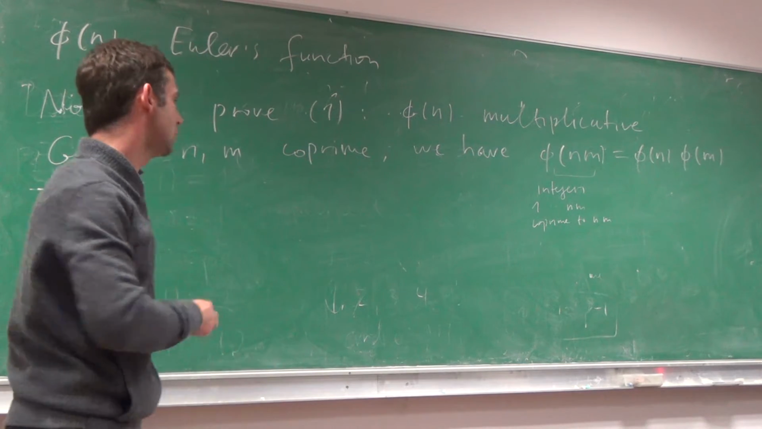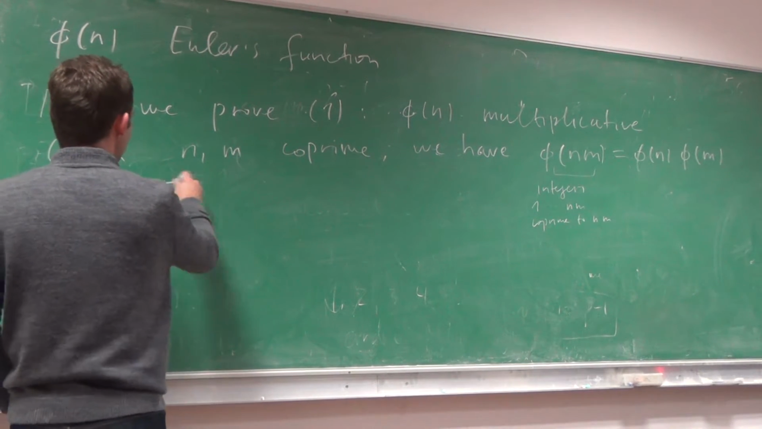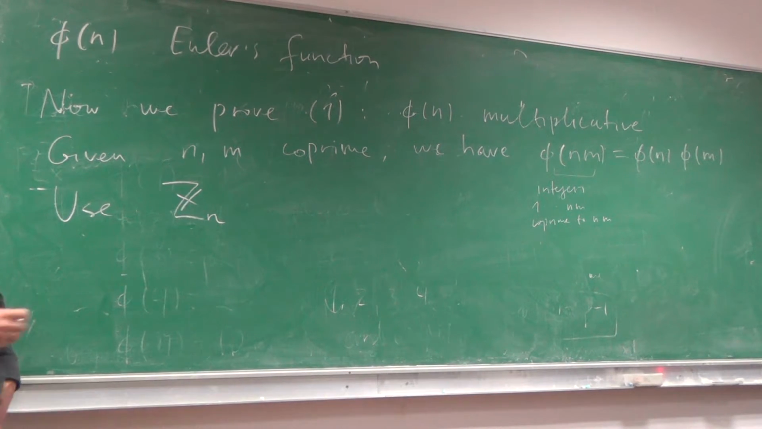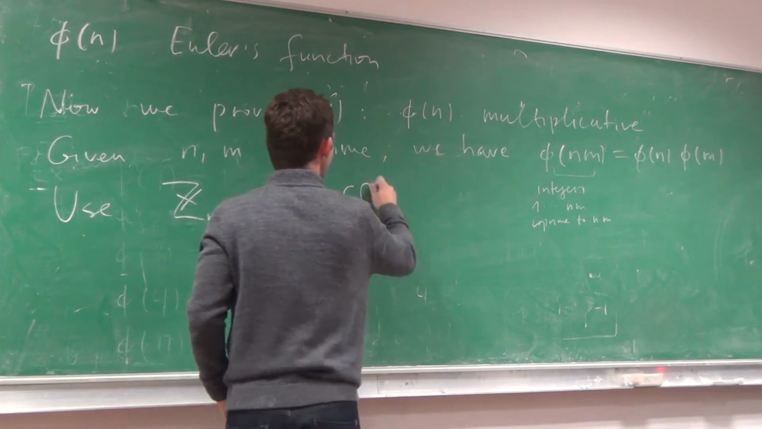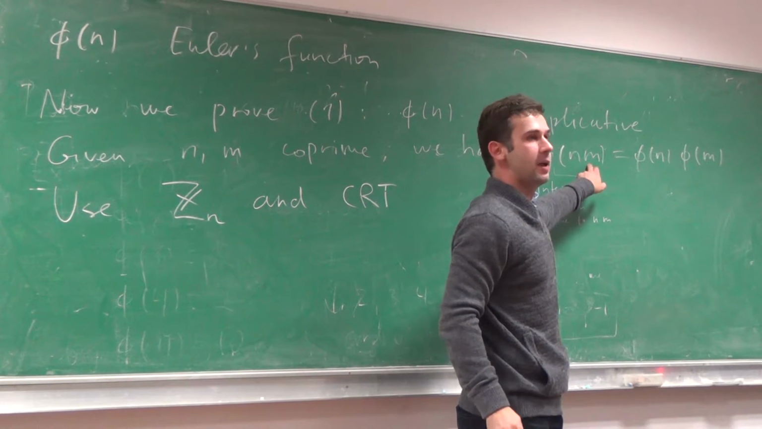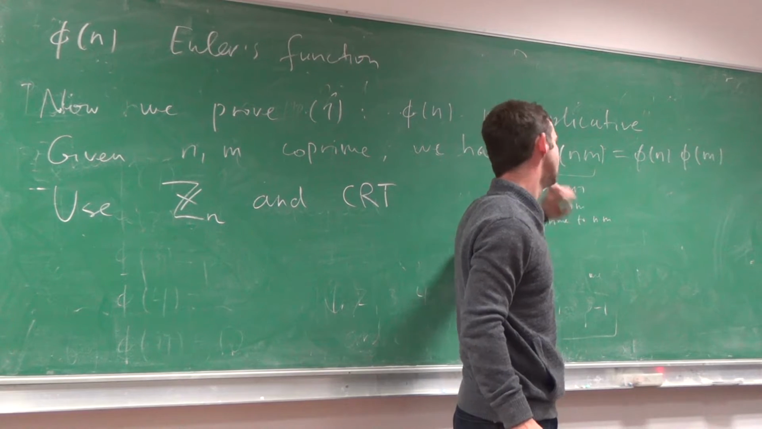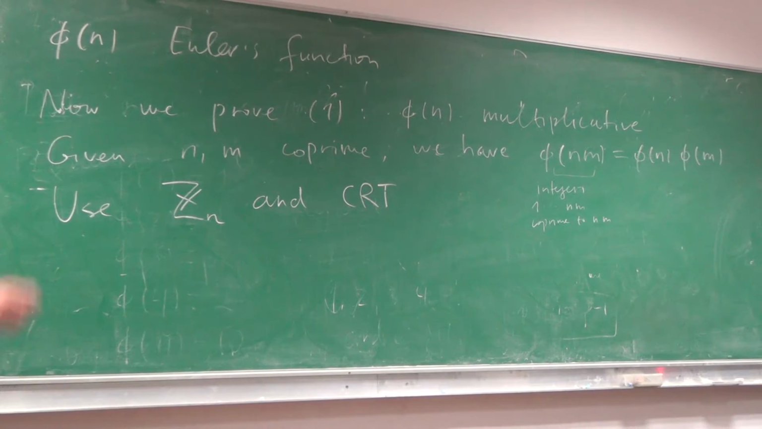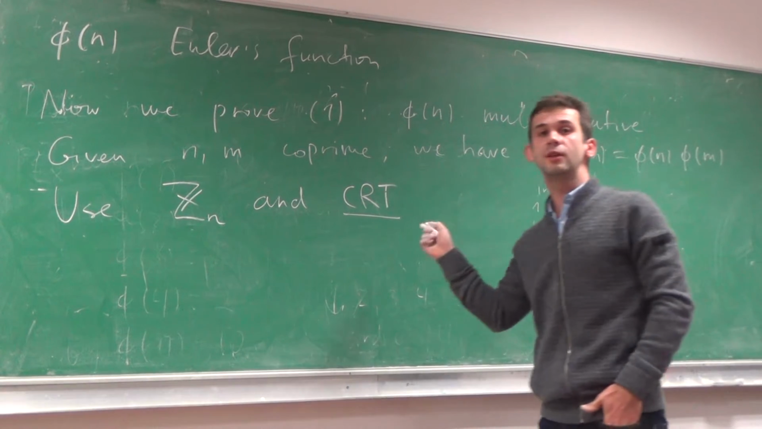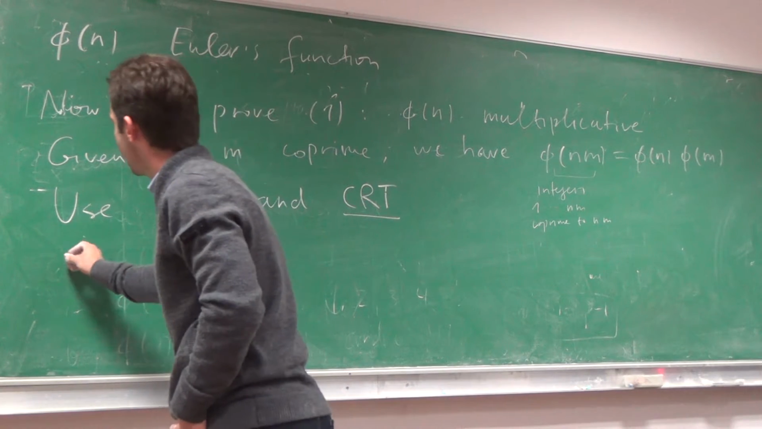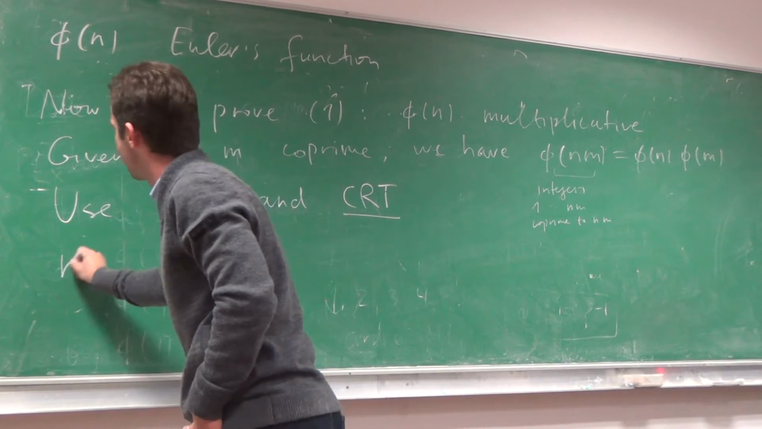But a more elegant way is to use Zn, so the residues modulo n, and Chinese remainder theorem. So it should look a bit like Chinese remainder theorem because n and m are coprime, and we are thinking about numbers in a certain list, which looks a little bit like this. So what do I mean by Chinese remainder theorem? I mean the form I explained after I formulated it. Namely, it was saying the following thing. So n and m are coprime.